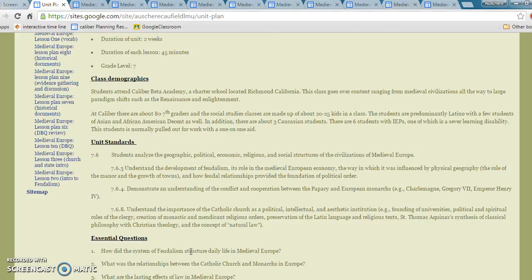The standards are mostly about feudalism, understanding conflict between the monarchy and the church, and then understanding the importance of the church. I wanted to hit the highest leverage standards in order to shift to the causes of the Renaissance in the next unit, because the medieval Europe standards are a lot and they're really big, so I couldn't hit them all. That's why I chose to hit these specific ones.